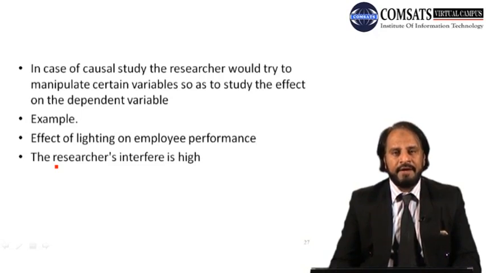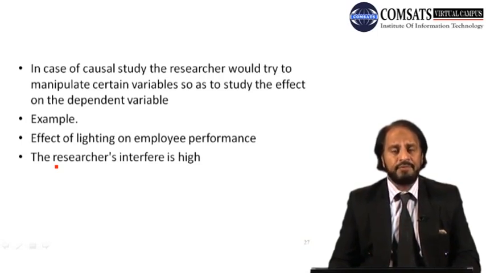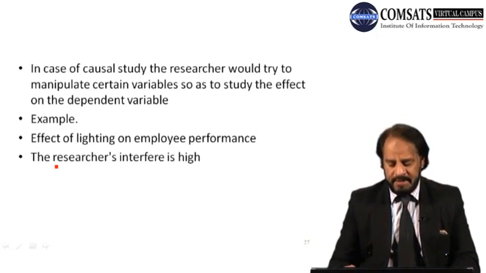Whereas in the Hawthorne study, the way I just gave the example, the lights were reduced and the light was enhanced. There was more manipulation by the researcher, so the interference was way high. So by comparing these two, you could now say that in some studies the interference of the researcher is minimum, whereas in some studies the researcher interference is high.